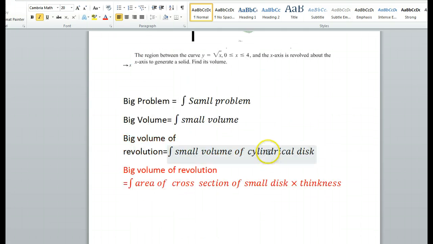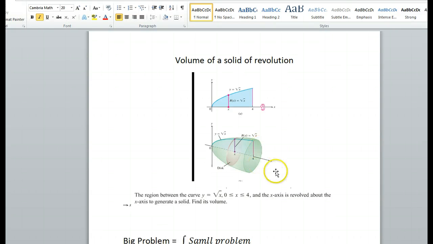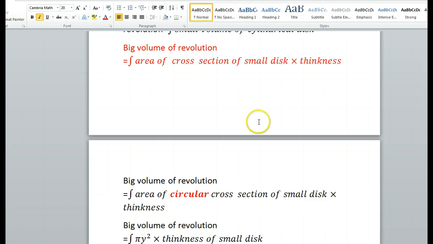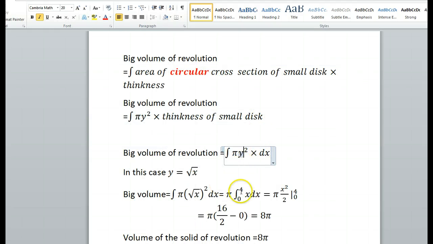And what are the limits? In the problem they tell you to find the volume between 0 and 4. So you want to find the volume of only the piece between 0 and 4. So the limits are 0 and 4. Then this is a ridiculously easy integral to do. Integral of x is what? x squared over 2. Pi is there, and you put the limits 0 and 4.